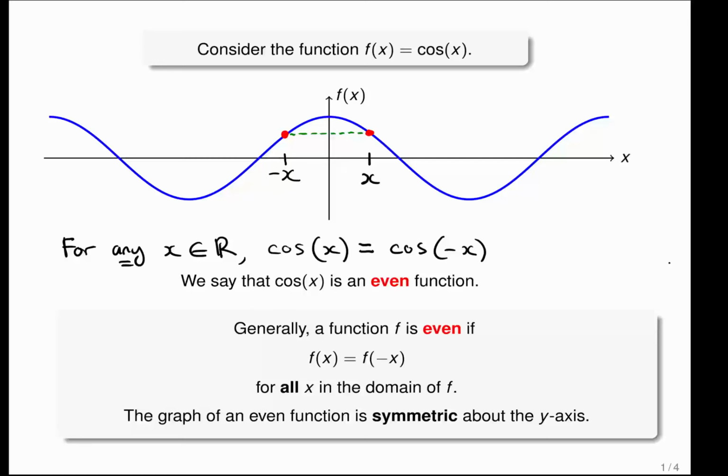And as we suggested earlier, this means the graph of any even function holds the special geometric property that its curve is symmetric about the y-axis. This means if you know, for instance, the right half of the graph, then if you reflect that about the y-axis, you'll get the left half of the graph too.